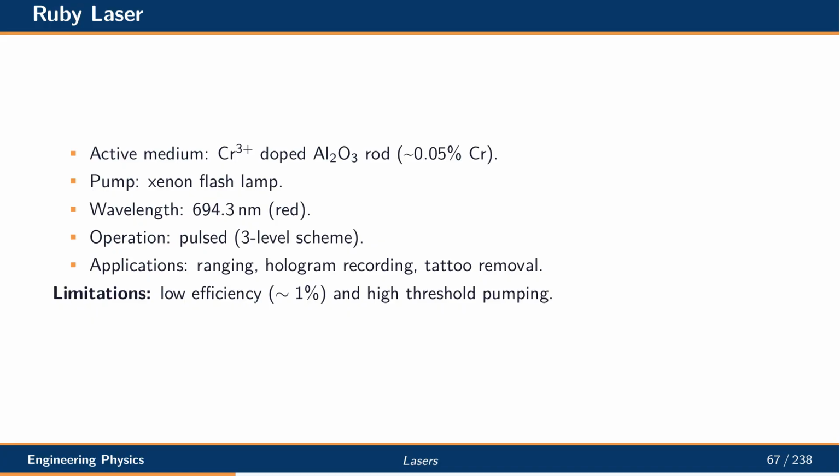The ruby laser was the first laser ever demonstrated. It uses a chromium-doped aluminum oxide rod as the active medium. A xenon flash lamp provides the optical pump. It emits at 694.3 nanometers in the red part of the spectrum. Operation is pulsed based on a 3-level scheme. Applications include ranging, holography recording, and tattoo removal. Its main limitations are low efficiency, around 1%.